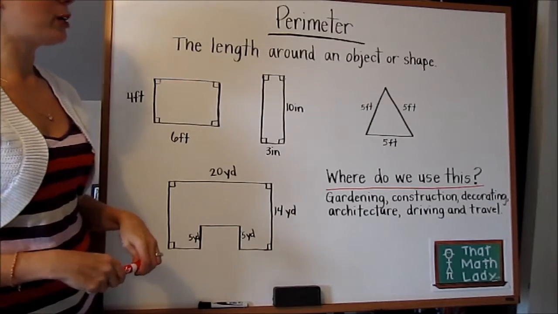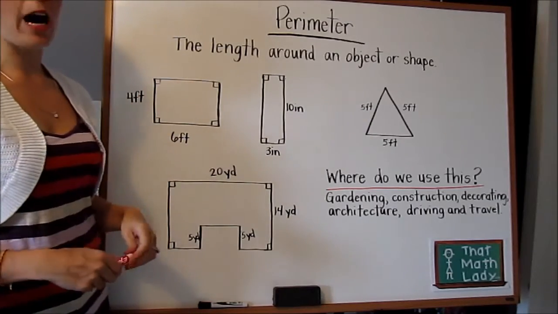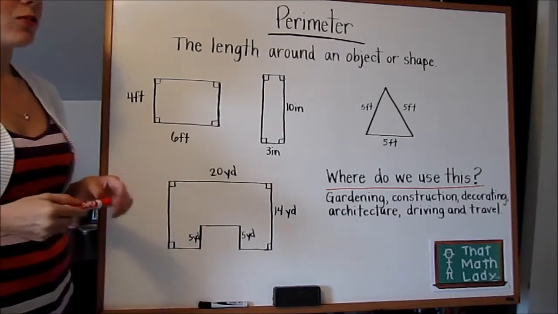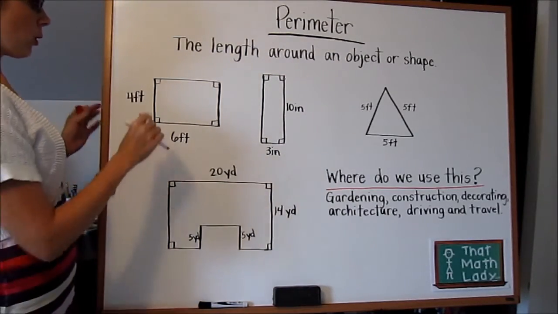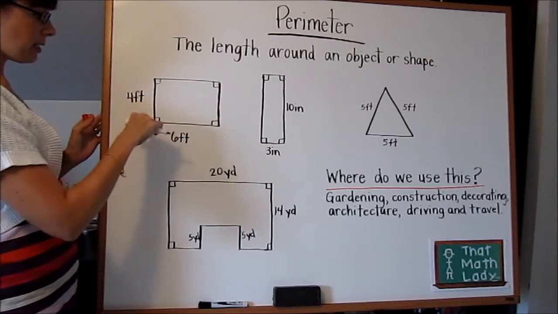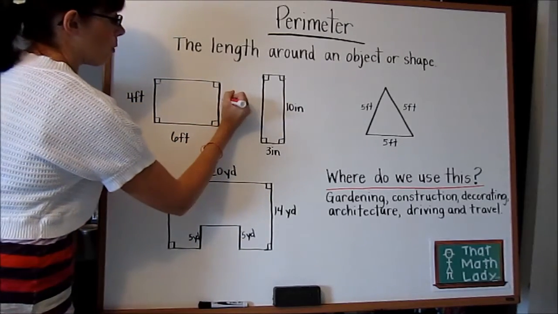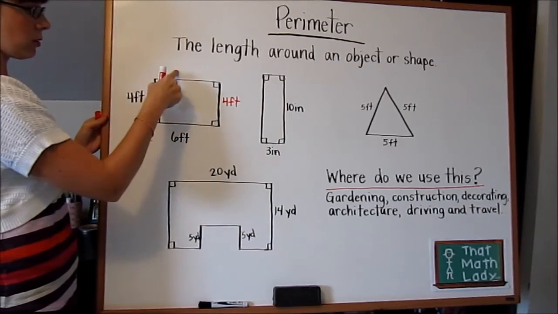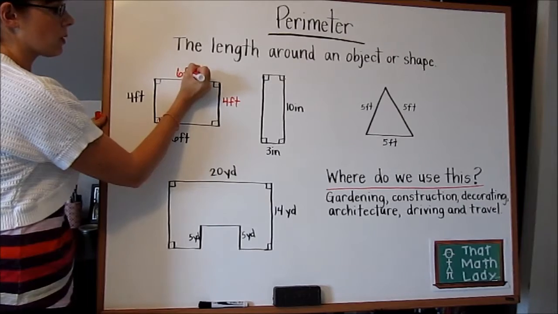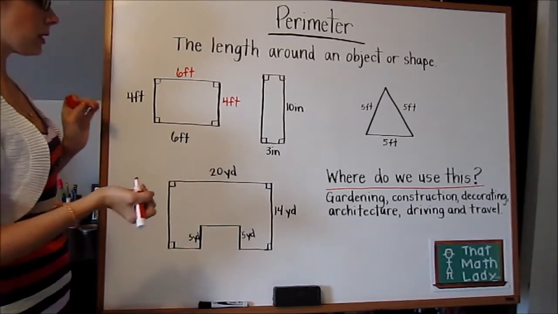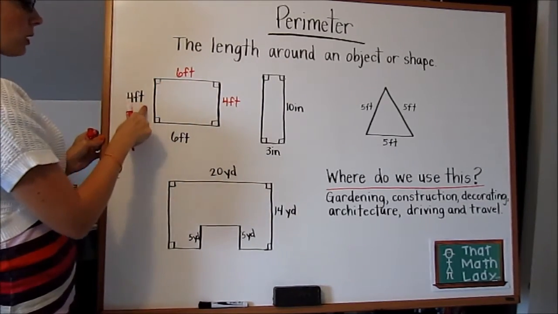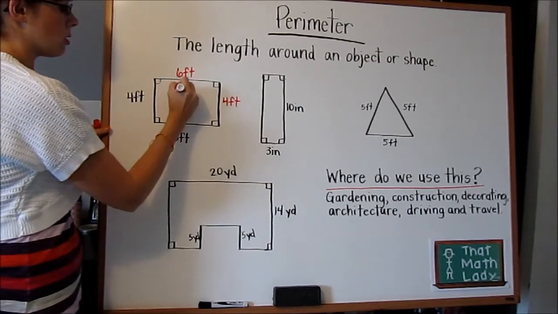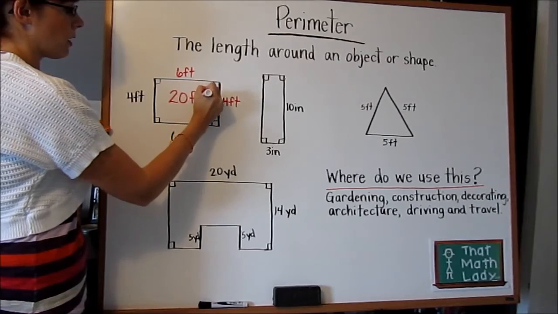Let's talk about perimeter. Perimeter is the length around an object or a shape. If you have a rectangle, it's really easy to find the perimeter. If you have two given sides, this is going to be 4 feet, the same as what's across from it, and this is also going to be the same, which is 6 feet. Then all you do is add up the sides. So 6 plus 4 is 10, 6 plus 4 is 10, 10 plus 10 is 20 feet.